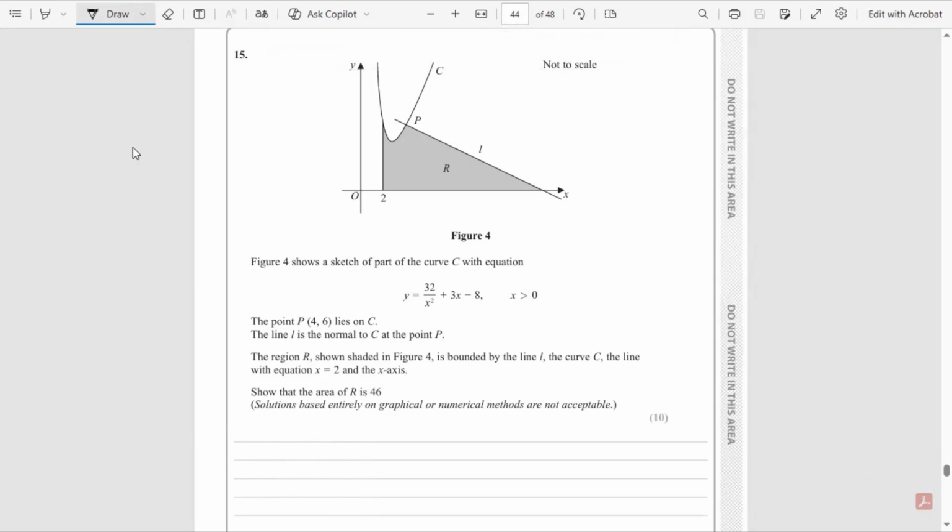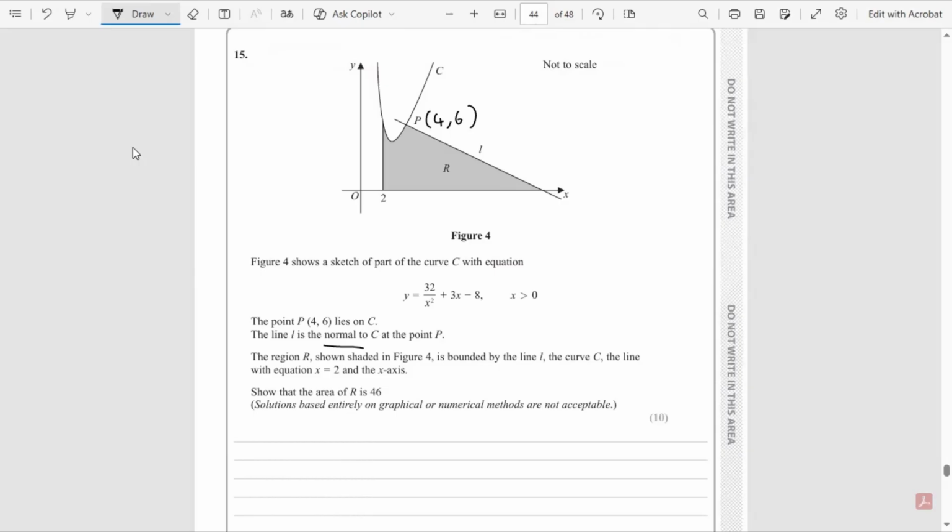So figure 4 shows a sketch of part of the curve C with the equation y equals 32 over x squared plus 3x take away 8, where x is greater than 0. So the point P, which is 4 and 6, lies on the curve. So that there is 4 and 6. And then the line L is the normal to the curve at the point P. So we have a normal line there.